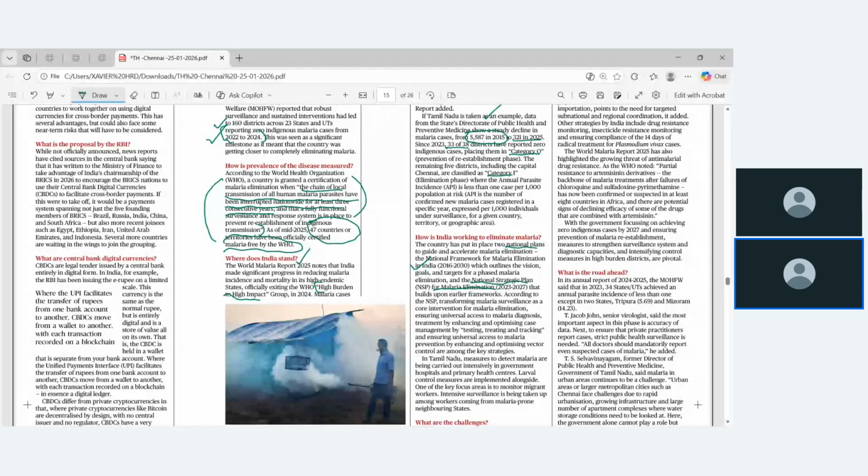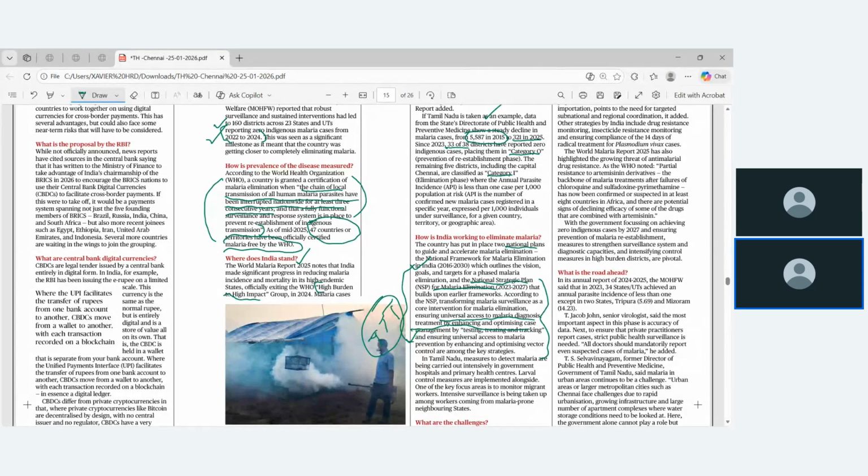According to the NSP, the National Strategic Plan, the key strategies are transforming malaria surveillance as the core intervention of malaria elimination; ensuring universal access to malaria diagnosis and treatment by enhancing and optimizing case management by testing, treating, and tracking. This is what I said, the triple T: testing, treating, and tracking. And ensuring universal access to malaria prevention by enhancing and optimizing vector control.